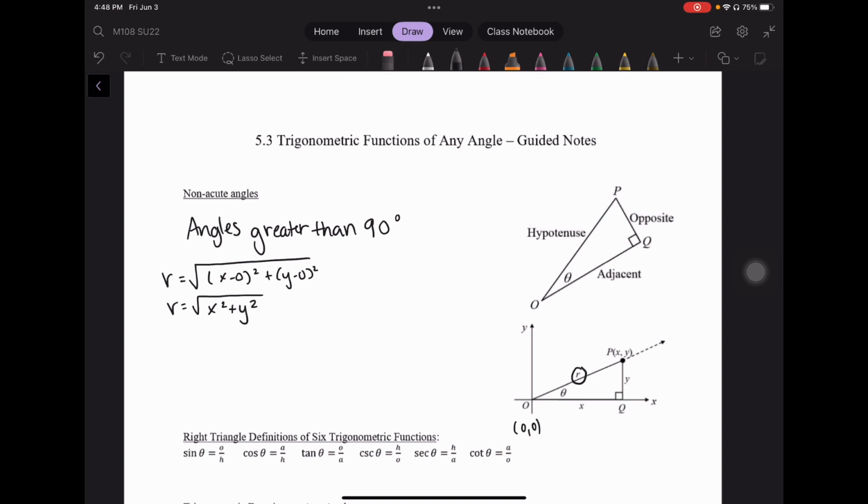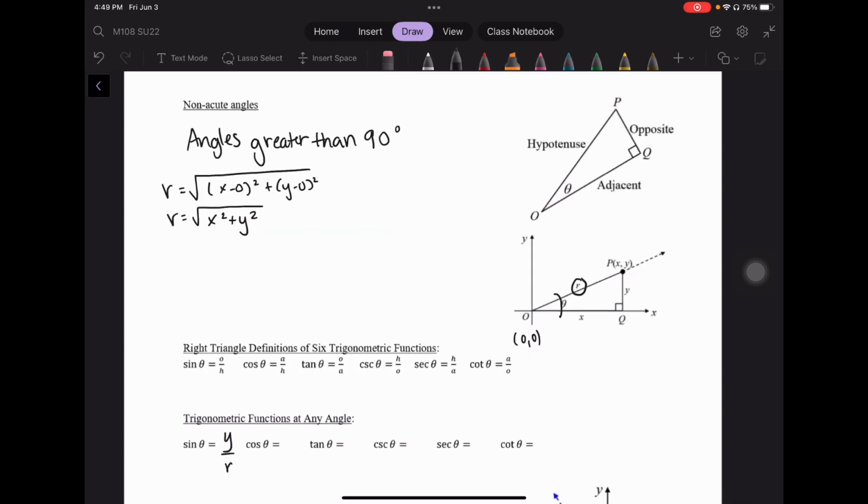We can take these original trigonometric functions that we had and use them with these new definitions of x, y, and r rather than opposite, adjacent, and hypotenuse. So instead of sine being opposite over hypotenuse, we can say that the sine of theta is y over r. For cosine of theta, that is going to be adjacent over hypotenuse, or x over r. And then tangent is going to be opposite over adjacent, or y over x.